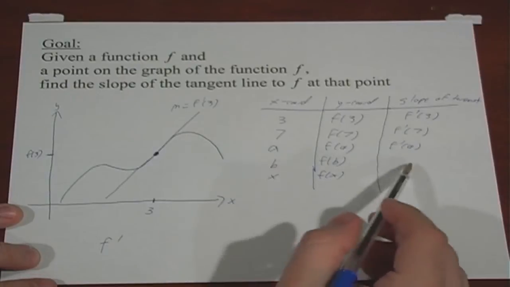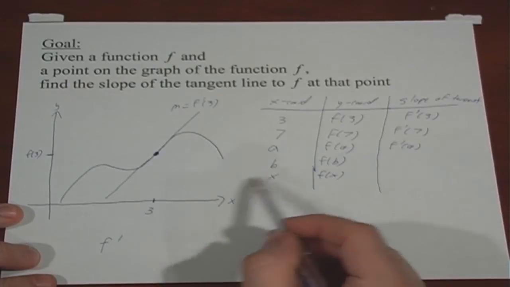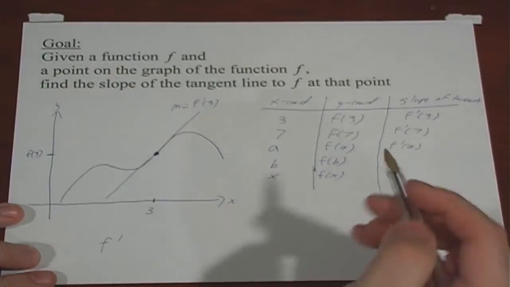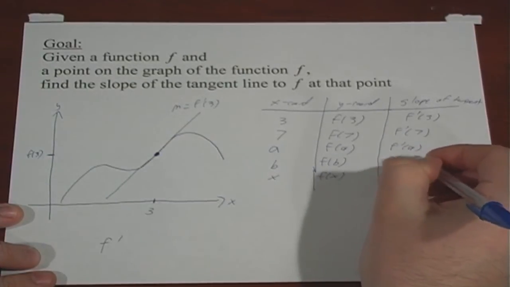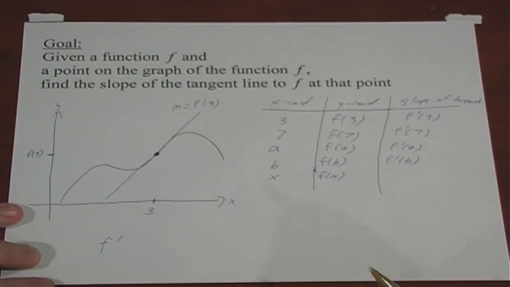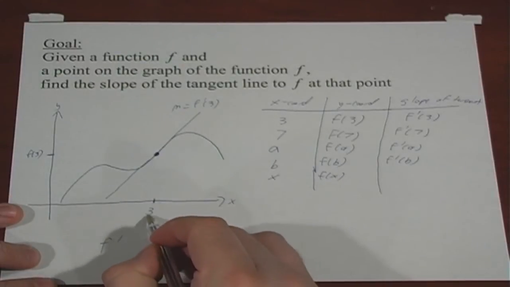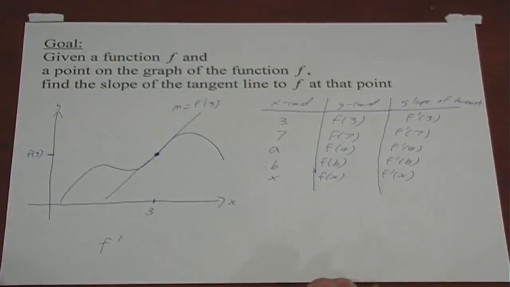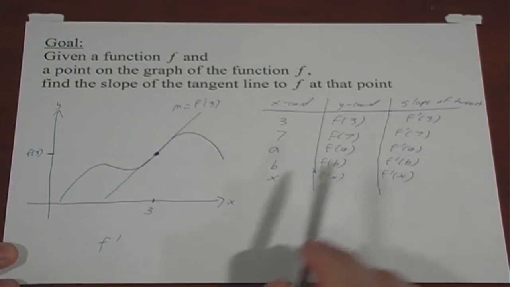So let's just go through the rest of this table here. If the x coordinate down there is b, in other words, I have a point on the graph, x coordinate's b, then what's the slope of the tangent line there? F prime of b, or another way to say it, the derivative of the function at b. Here, if this number was x, what's the slope of the tangent line? F prime of x. Okay, so I just wanted to point out the difference between an f and an f prime.